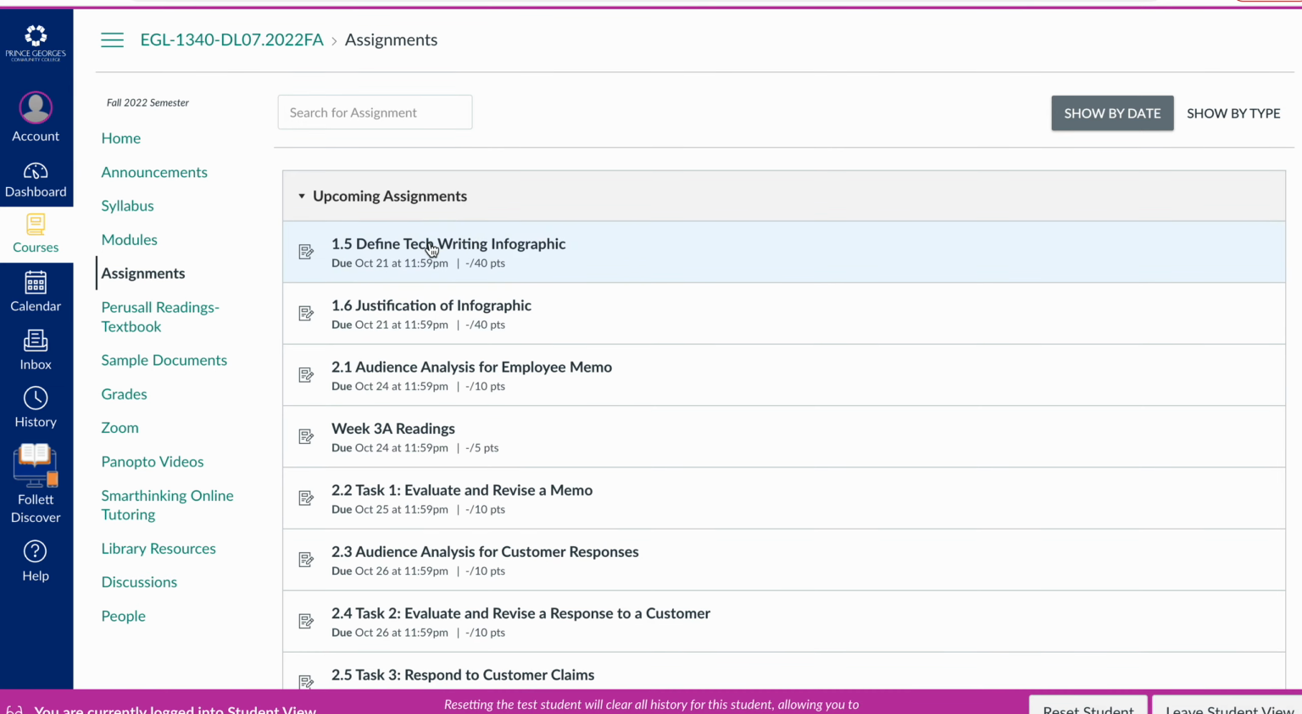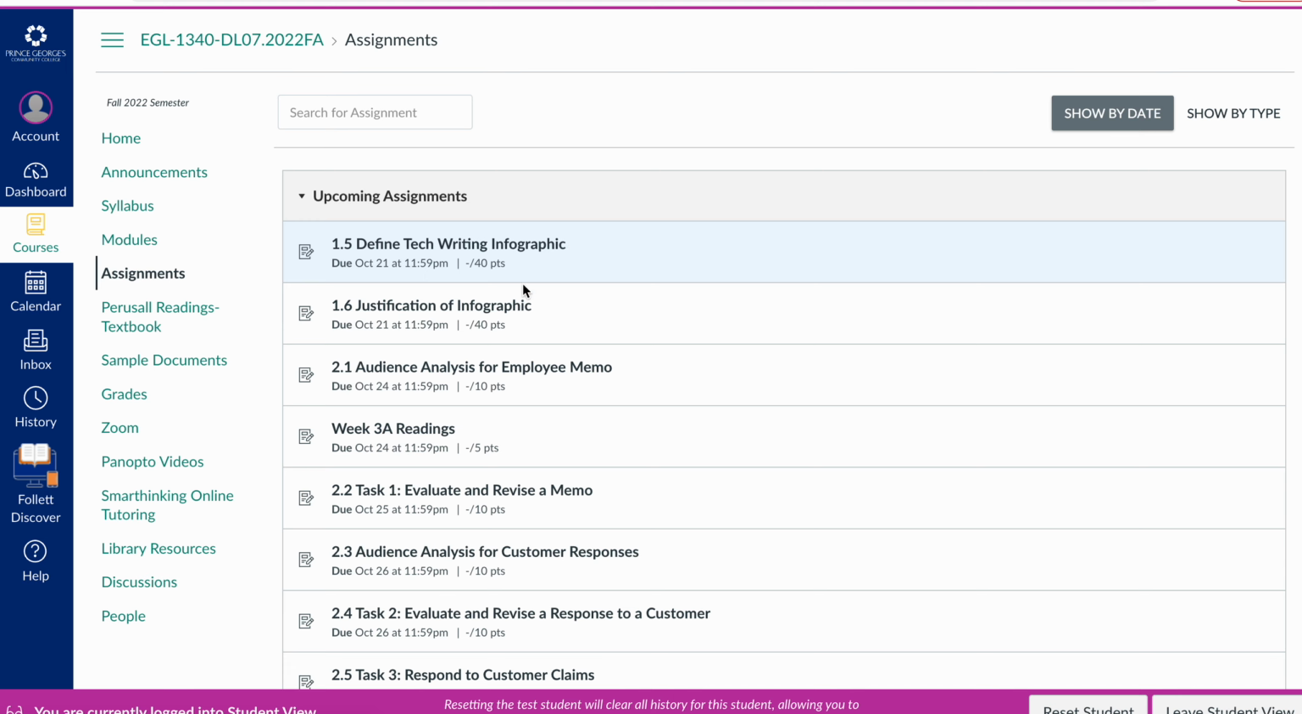Due by the end of the day today is the Defining Tech Writing infographic. Please remember that for that one, you're defining technical writing. I'm going to talk about that in just a second. And then also due today is a justification of the infographic.